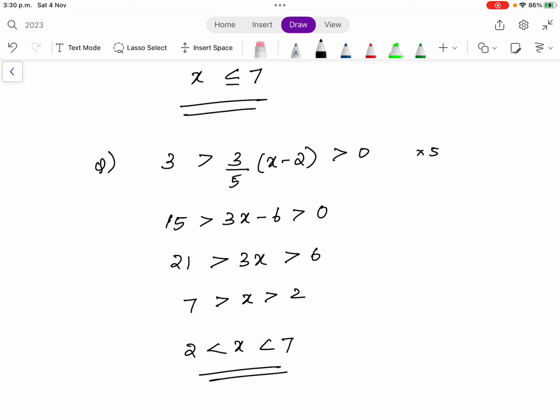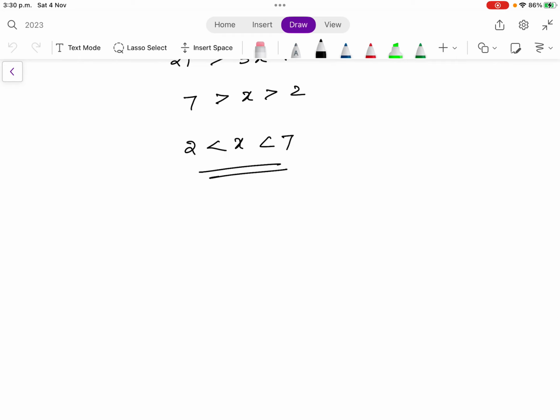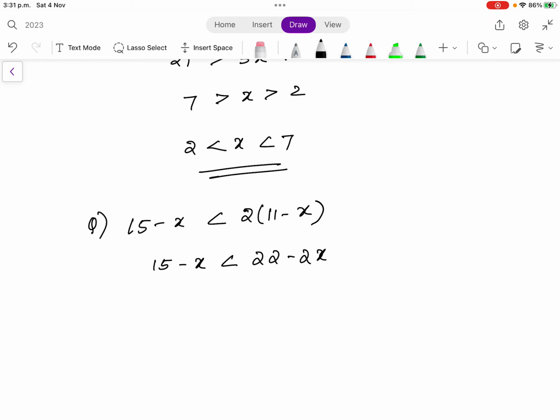Let me see if I have any other question. One more question which I can show: 15 minus x less than 2 into 11 minus x. It's the same pattern. Everything is the same pattern. So 15 minus x is less than 22 minus 2x, and when you simplify it, you will get x is less than 7.